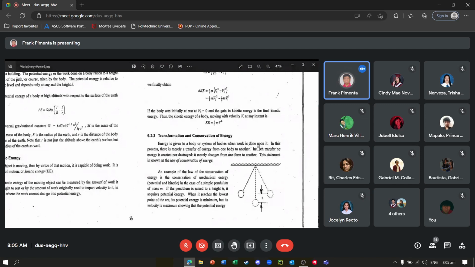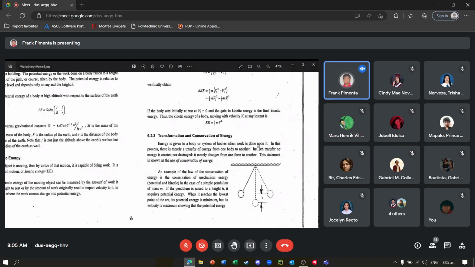So wala na namang kinetic energy. The potential energy is maximum. So it will go down. From zero velocity, it will increase until it reaches the lowest point. So what will be the total energy here at the lowest point? It is still potential energy plus kinetic energy. But potential energy here is zero plus the velocity is maximum, so plus kinetic energy maximum, which is 1/2 m v maximum squared.